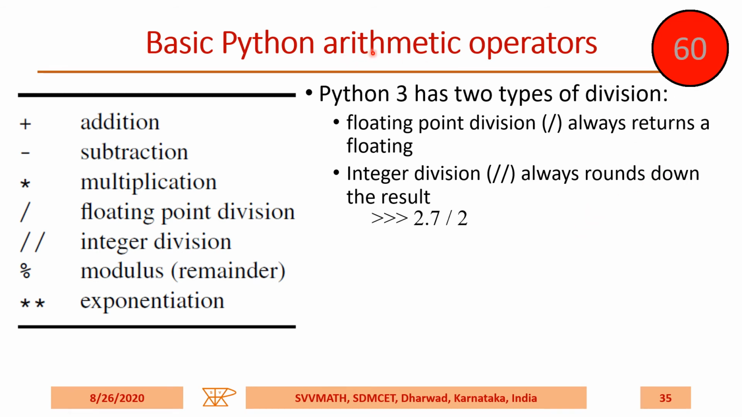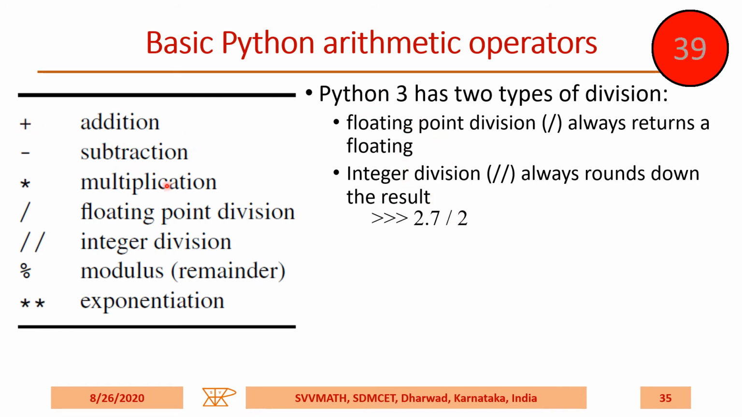Basic Python arithmetic operators. We have addition, subtraction, multiplication, floating point division, which is very important, integer division, and modulus, exponential. Most of the things you know, but these two are very important. Python has two types of division which you have to remember. Floating point division is always written as a float. Integer division always rounds down the result. Read it twice, remember it.